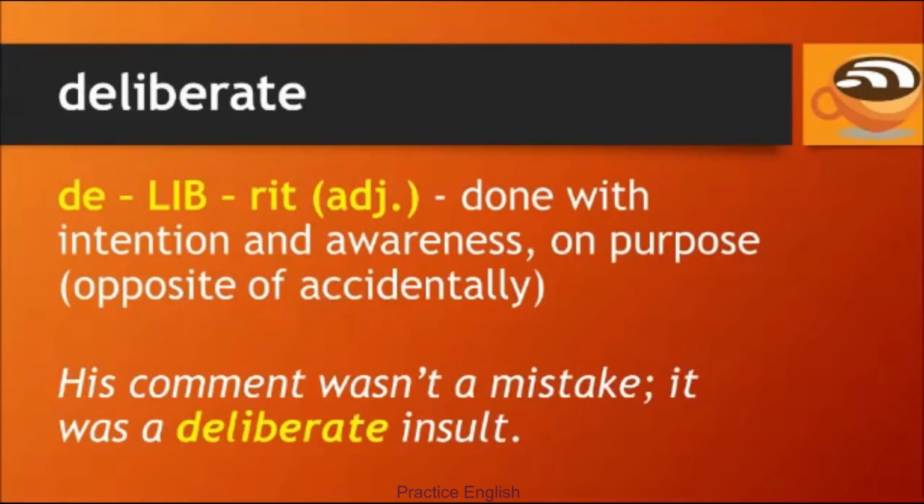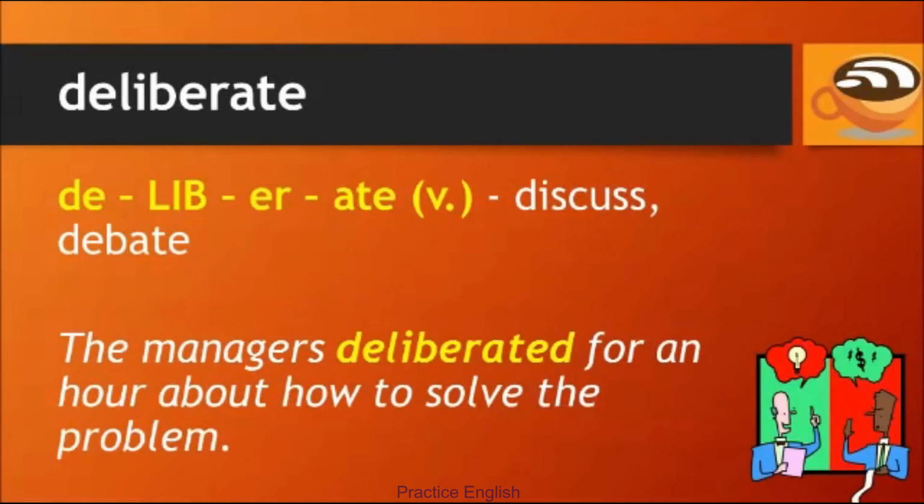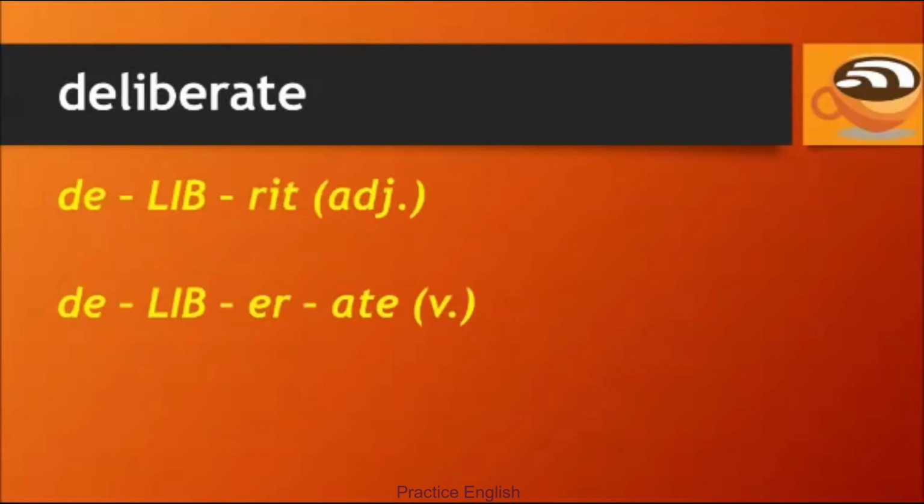The next one is deliberate and deliberate. Deliberate is an adjective, meaning something done with intention and awareness, something done on purpose, not accidentally. For example, his comment wasn't a mistake, it was a deliberate insult. Deliberate is a verb, meaning to discuss or debate. For example, the managers deliberated for an hour about how to solve the problem. Practice the pronunciation. Deliberate. Deliberate.